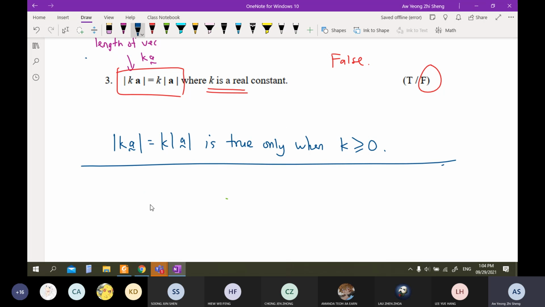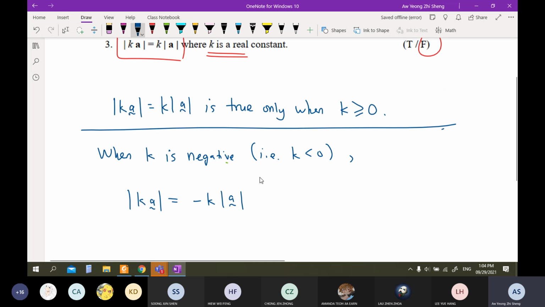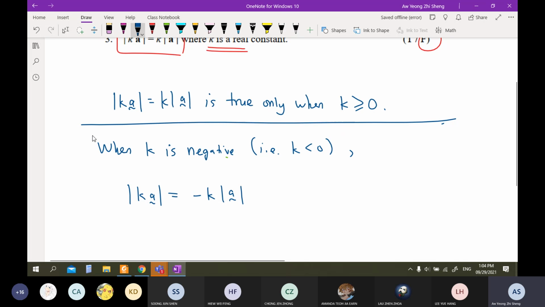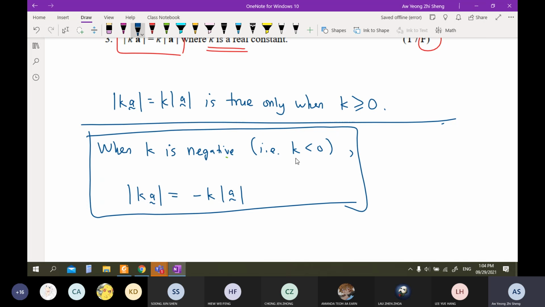Now, what is the true relationship then? If we still want to consider all possible real values of K, including the negative ones, what should be the true relationship? For the case when K is negative, which means K less than 0, the length of K times A is actually negative K times the length of A. This will be the correct relationship when K is negative.